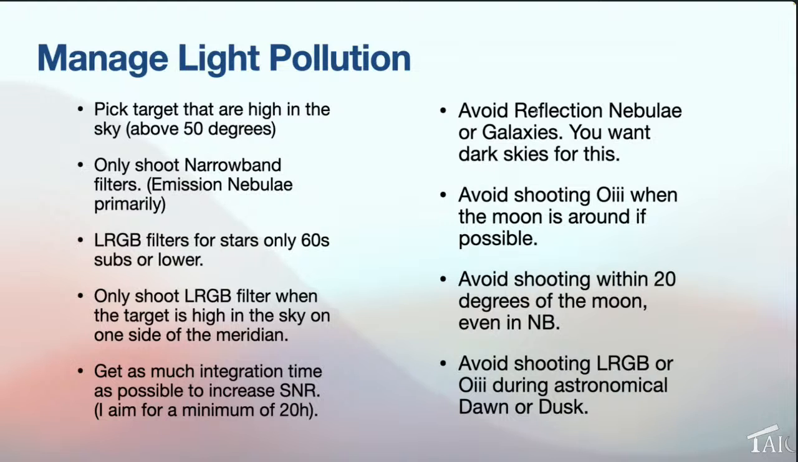I pretty much completely avoid shooting any reflection nebulae or galaxies from where I am. You really want dark sky for this. I avoid shooting O3 when the moon is around. I avoid shooting within 20 degrees of the moon, even in narrowband, and I avoid shooting LRGB or O3 during astronomical dawn or dusk. This is what I'm doing to try to get the best signal to noise ratio, essentially, and give me good data that's going to be easier to process.